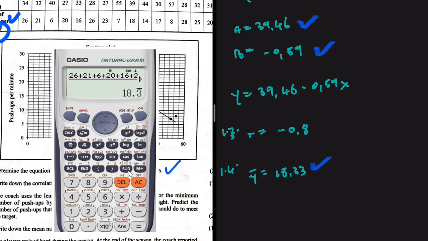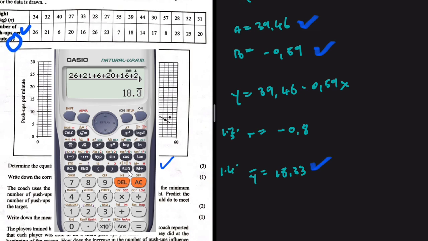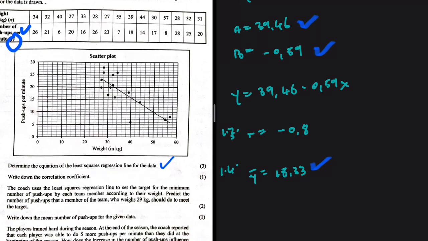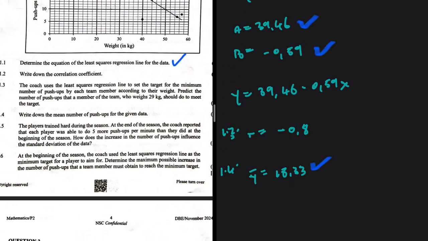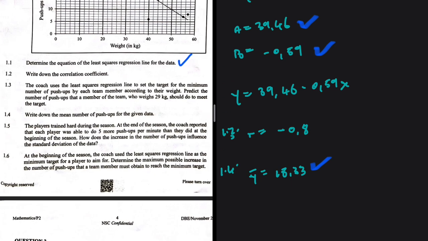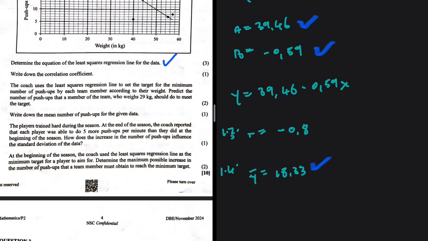That is 1.4. Right. Does it make sense to be 18.33? It makes sense. The highest number is 28. Most numbers are below 20. So a mean of 18.3 makes sense. Okay. And then 1.6, or not 1.6, but 1.5.